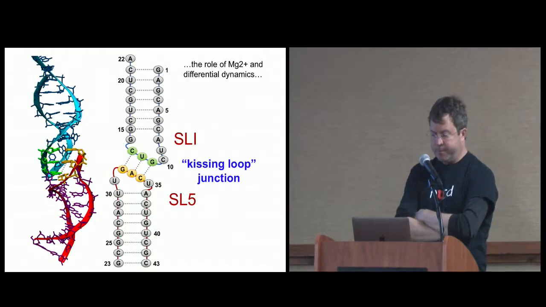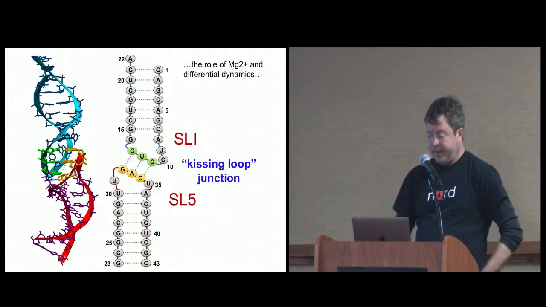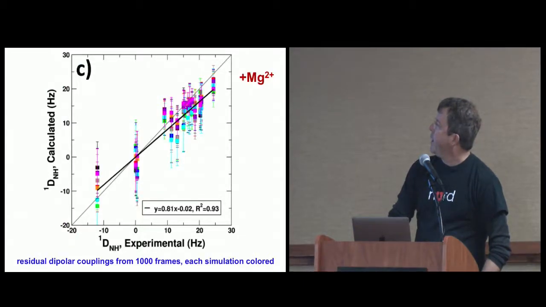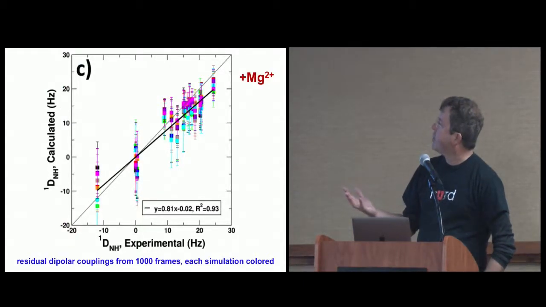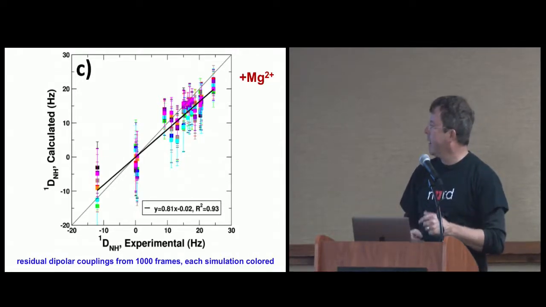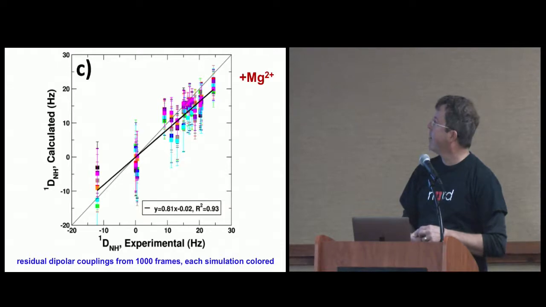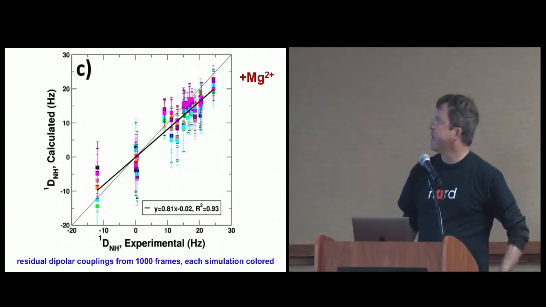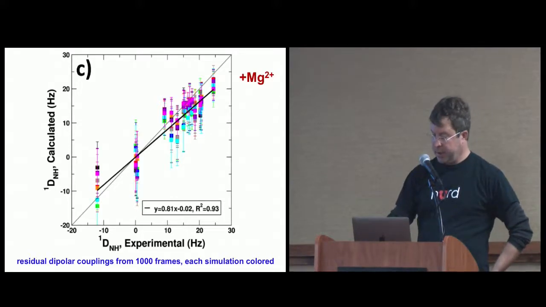Now we've moved on from that and looked at the kissing loop junction of this stem loop 5 with stem loop 1 in simulations as well. It's nice and stable in the simulations, doesn't really fall apart. For the magnesium-bound structure, we get a reasonable agreement between calculated residual dipolar couplings and experimental residual dipolar couplings. The different colors are different simulations. We've done lots of different independent simulations with different initial conditions.